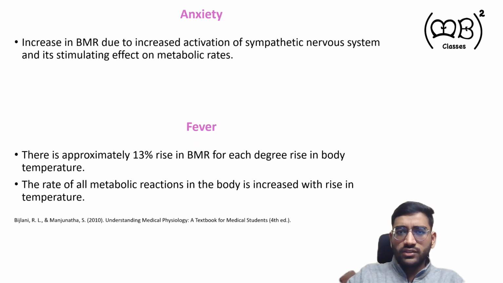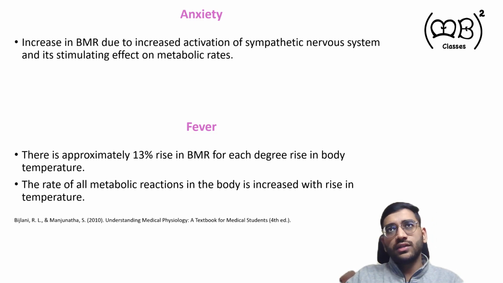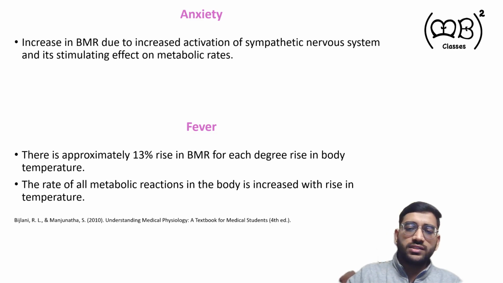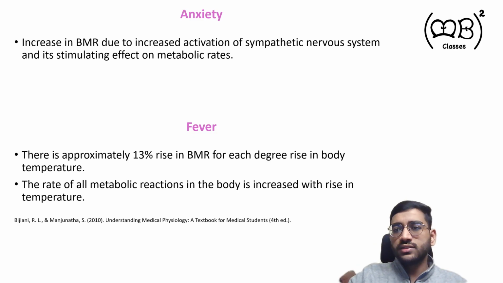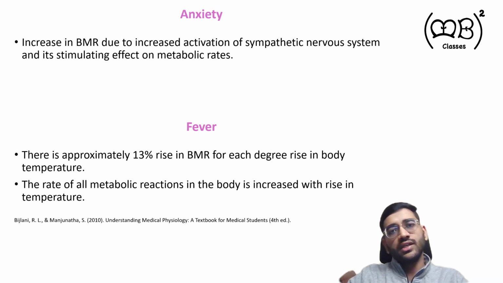Going from all the physiological factors into pathological factors, anxiety has a similar effect to stress, it's just more stress, and a baseline level of increased sympathetic nervous system activity. With fever, there's an increase of approximately 13% in BMR for each degree Celsius rise in body temperature. This is because all the metabolic reactions in the body, which are essentially chemical reactions, have their rate increased with increasing temperature. So the BMR would also increase.